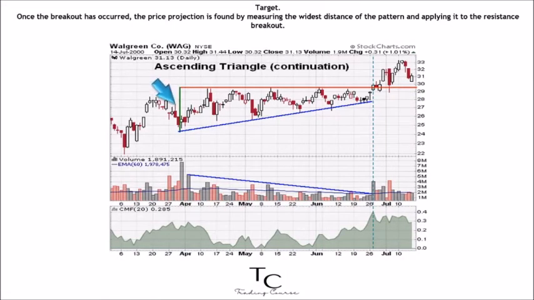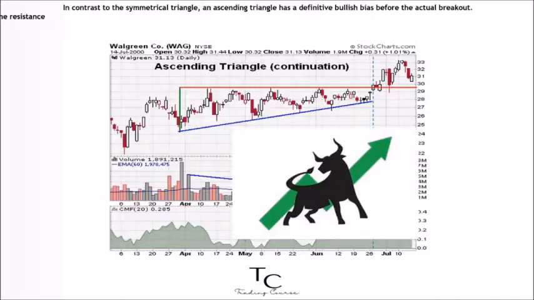Target. Once the breakout has occurred, the price projection is found by measuring the widest distance of the pattern and applying it to the resistance breakout.